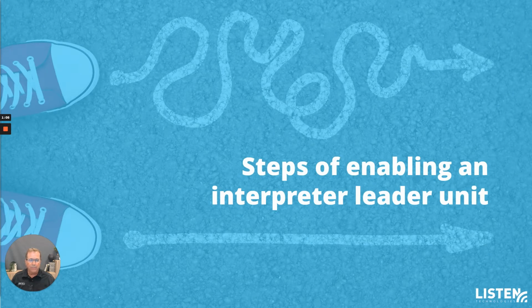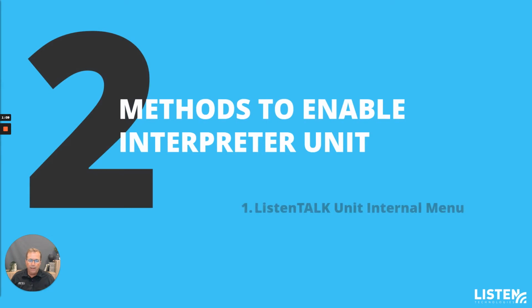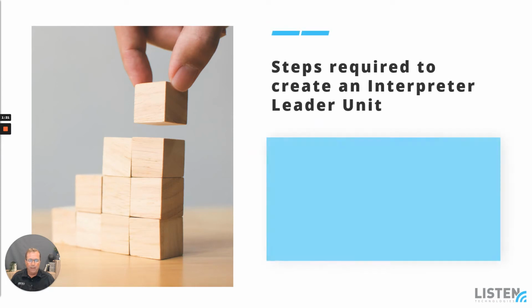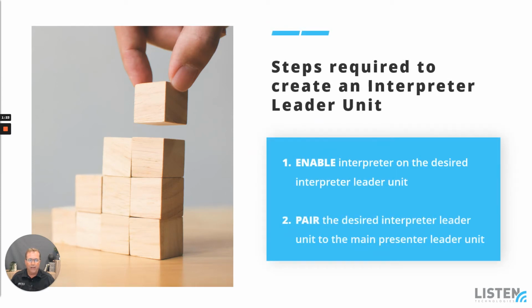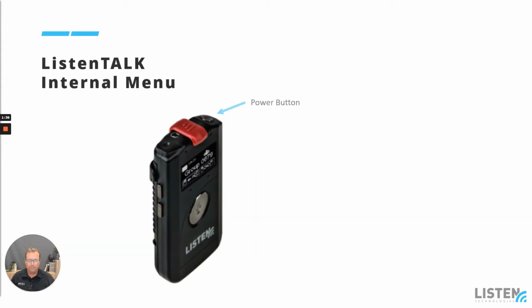Now let's go through the simple steps of enabling an interpreter leader unit. There are 2 methods to enable an interpreter unit. This can be accomplished through the unit's internal menu or via the ListenTALK software suite. There are only 2 steps required to create an interpreter leader unit. First, enable interpreter on the desired interpreter leader unit. Second, pair the desired interpreter leader unit to the main presenter leader unit.